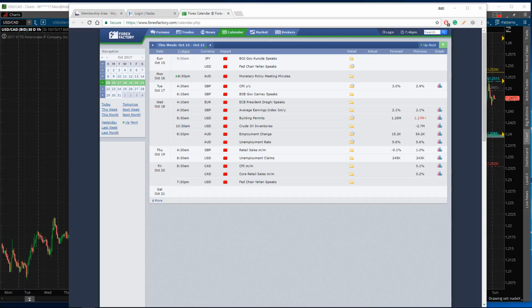through the 20th. We'll be going over the major news events for the week as well as technical analysis in 4 separate markets. Starting on Monday at 8:30 p.m. coming out of the Australian dollar, we have the monetary policy meeting minutes. On Tuesday for the Great Britain pound at 4:30 a.m. we're going to have CPI, and at 6:15 a.m., and these are East Coast times, we're going to have Bank of England Governor Carney speaking.